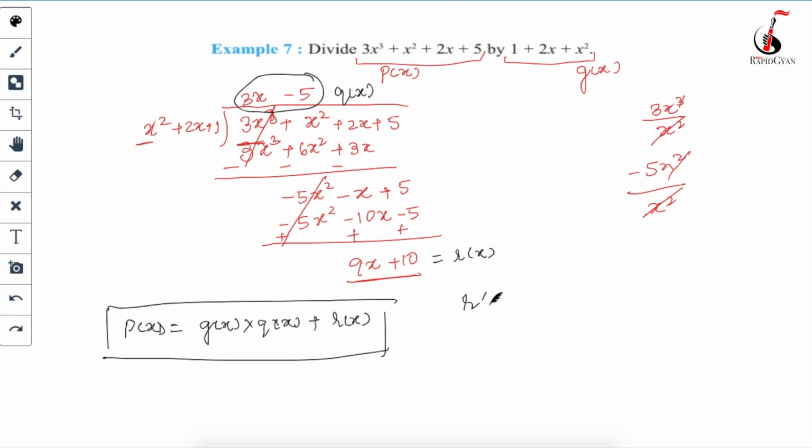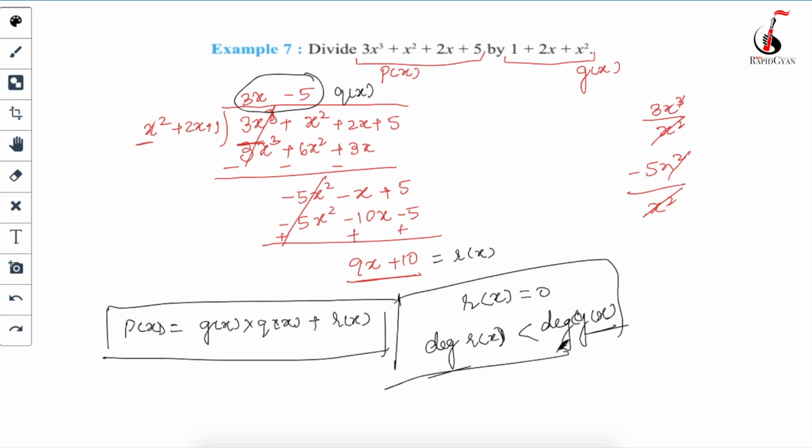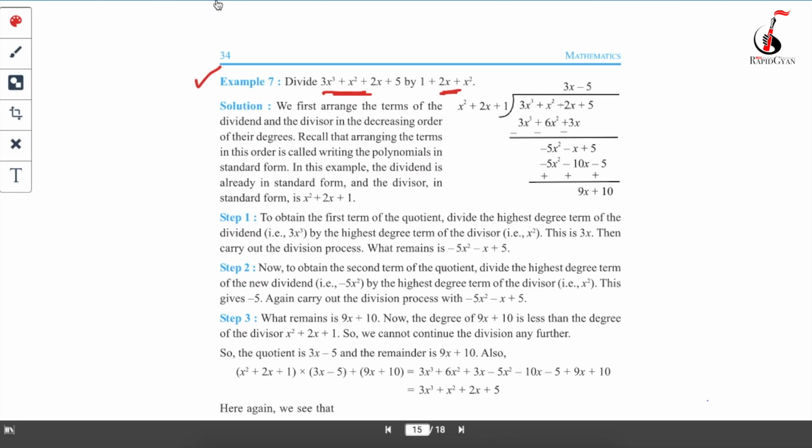What I have told you is that the value of R(x) should either be equal to 0 or the degree of R(x) should always be less than the degree of G(x), which means the degree of your divisor. This thing you will have to remember. Hope you guys understand this. Let's go to your next question. Let me see what else is given.